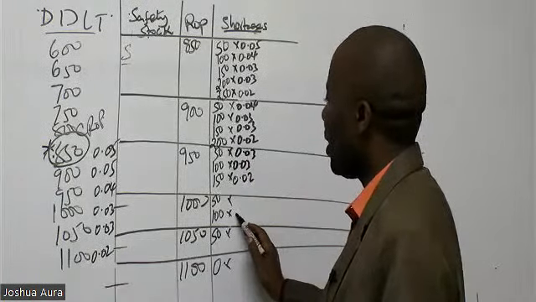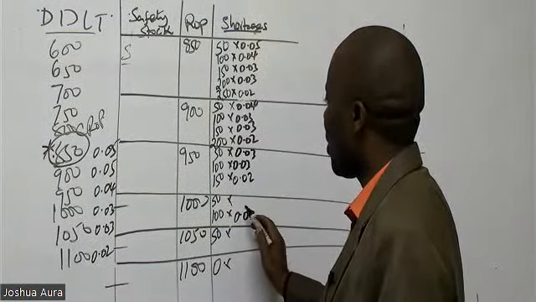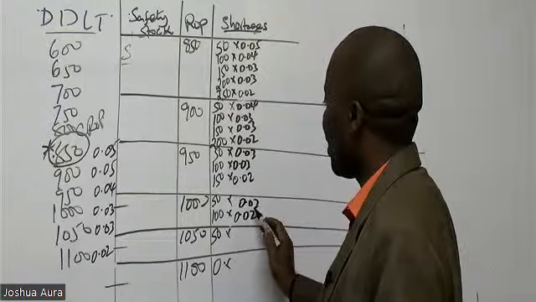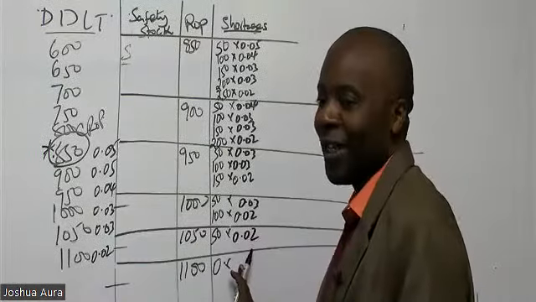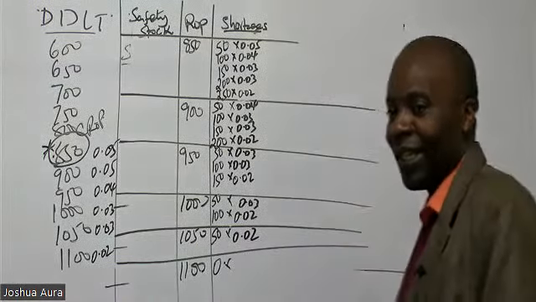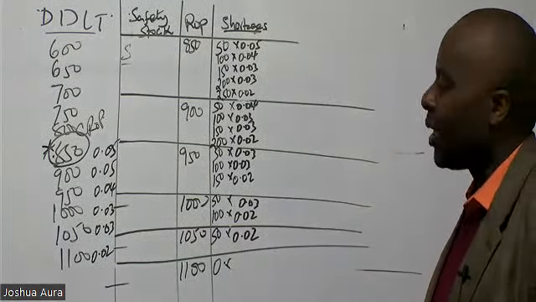And then you come to this. We start with 0.02, 0.03. And then this one here will be 0.02. Of course, there is nothing. Don't put any probabilities there. 0 multiplied by anything is 0.